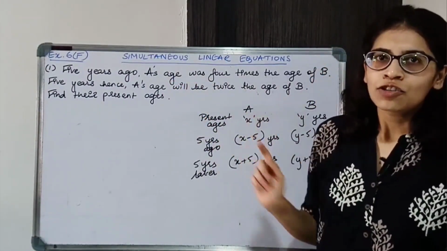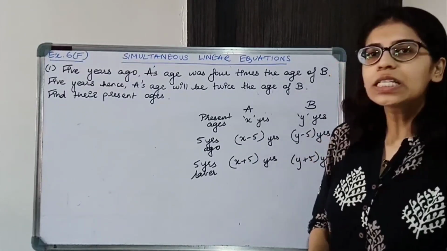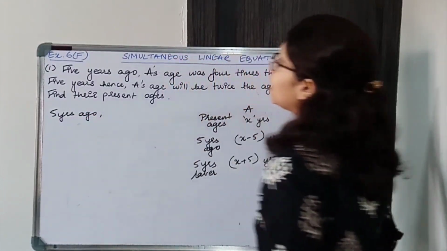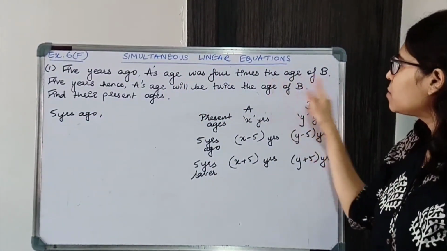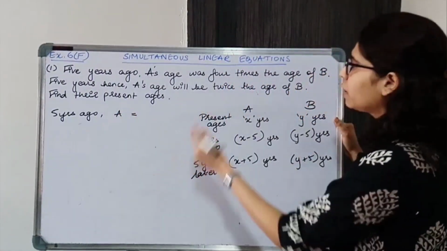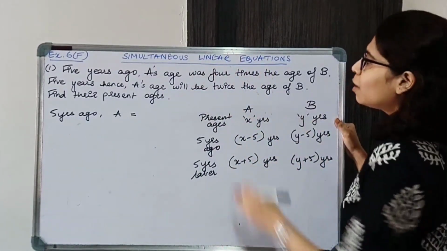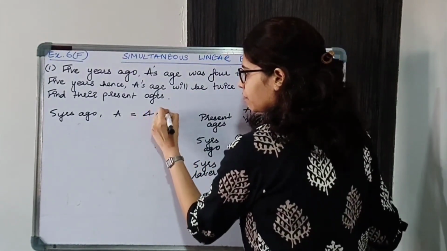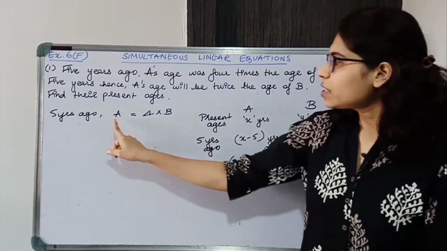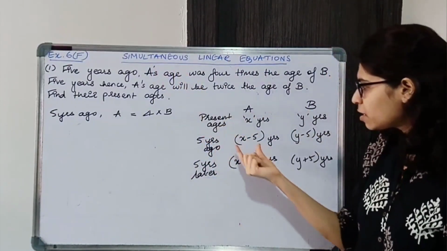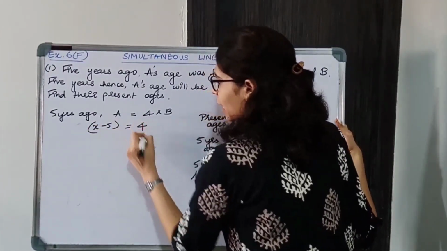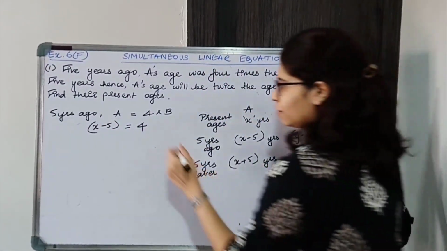Now coming to the first condition to frame the first equation. 5 years ago, A's age was 4 times the age of B. A's age is equal to, it was means it was equal to 4 times the age of B. What was A's age 5 years ago? 5 years ago A's age was X minus 5. And B's age was Y minus 5.